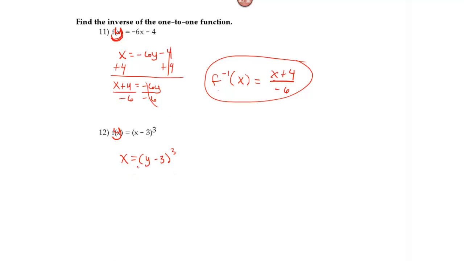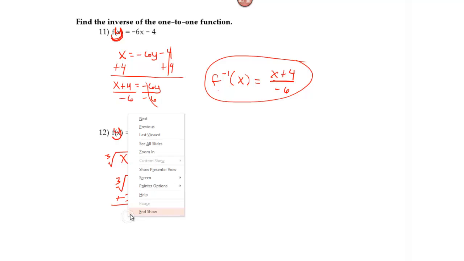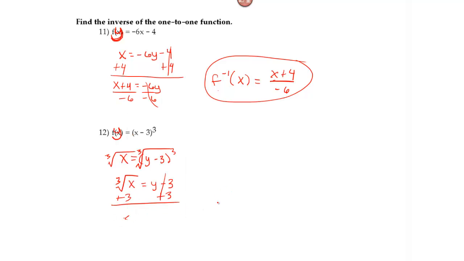And to get y by itself here, we want to get rid of this cube, so we cube root both sides. So that gives me the cube root of x equals y minus 3. So I add 3 to both sides and get f inverse of x equals the cube root of x plus 3.